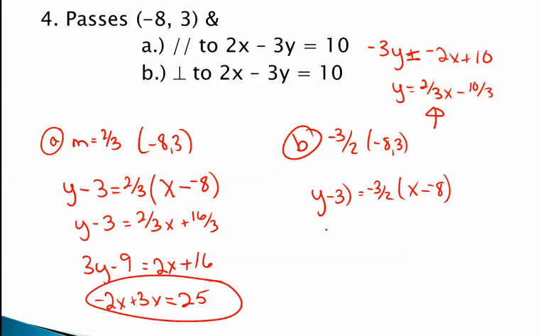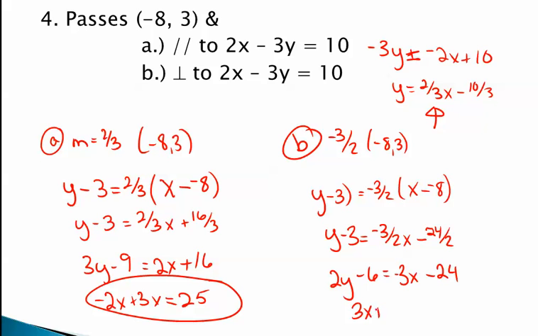And then we'll do the same thing over here. We'll distribute. This will multiply by 2 as well. 2y minus 6 equals negative 3x minus 24. Same sort of thing, bring my x and y's over, bring the 6 over. And this would be an equation to the line that is perpendicular.